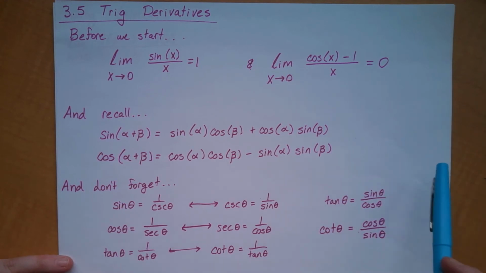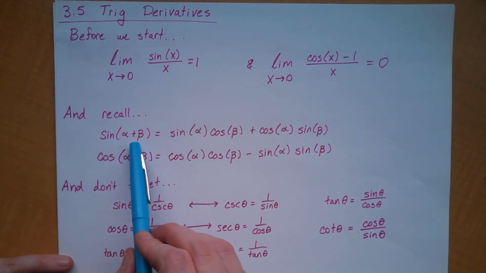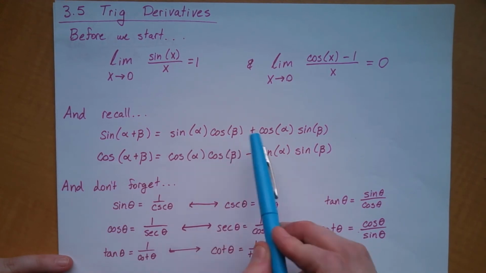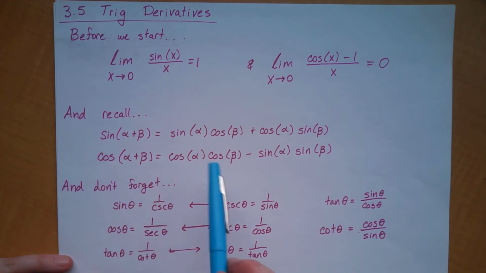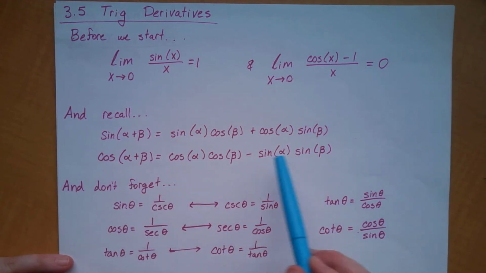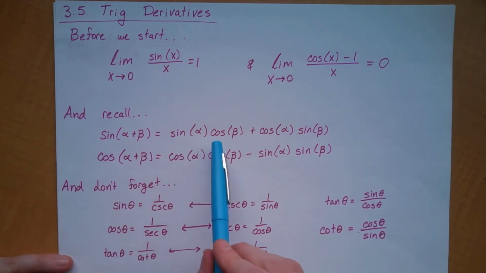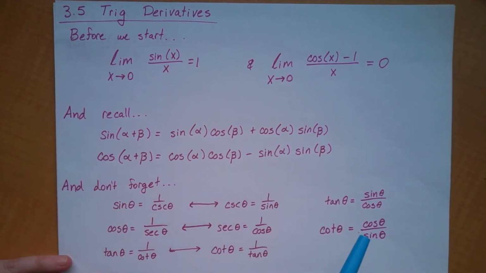Alright, also, wouldn't be a bad idea to remember some trig stuff. So we have these additive identities. Sine of alpha plus beta equals sine of alpha cosine of beta plus cosine of alpha sine of beta. Cosine of alpha plus beta equals cosine of alpha times cosine of beta minus sine alpha sine beta. I always like to remember these with a little song. So sine, cosine, cosine, sine, cosine, cosine, sine, sine.